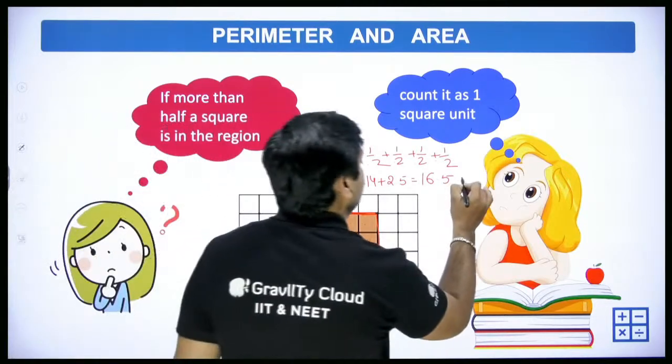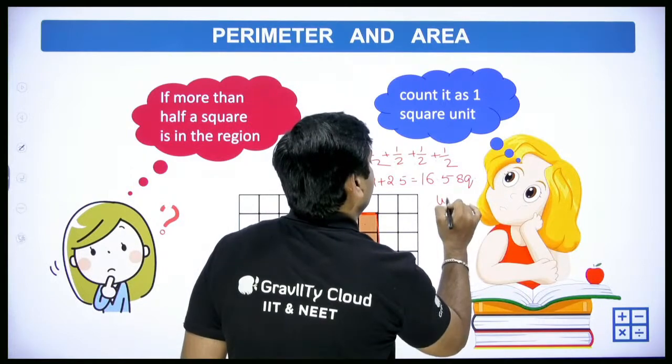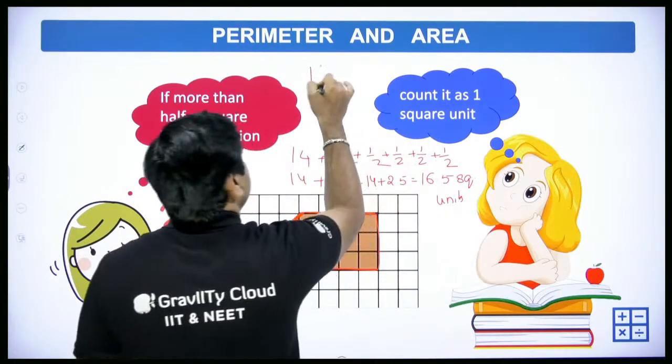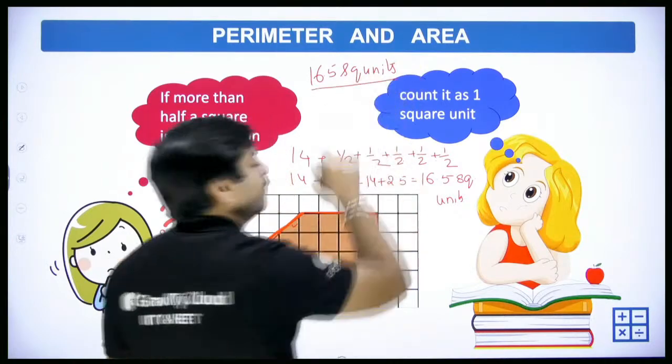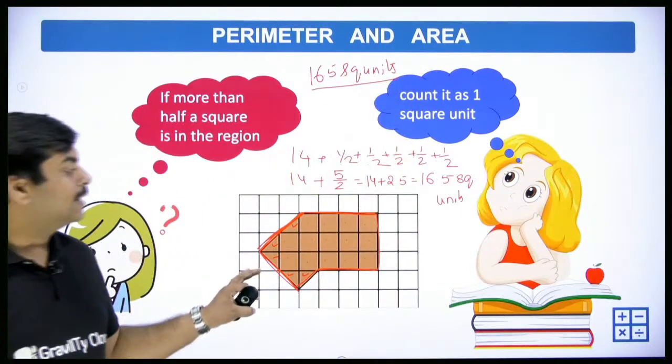The area always uses square units. So the answer is 16.5 square units. That is the area of this figure.